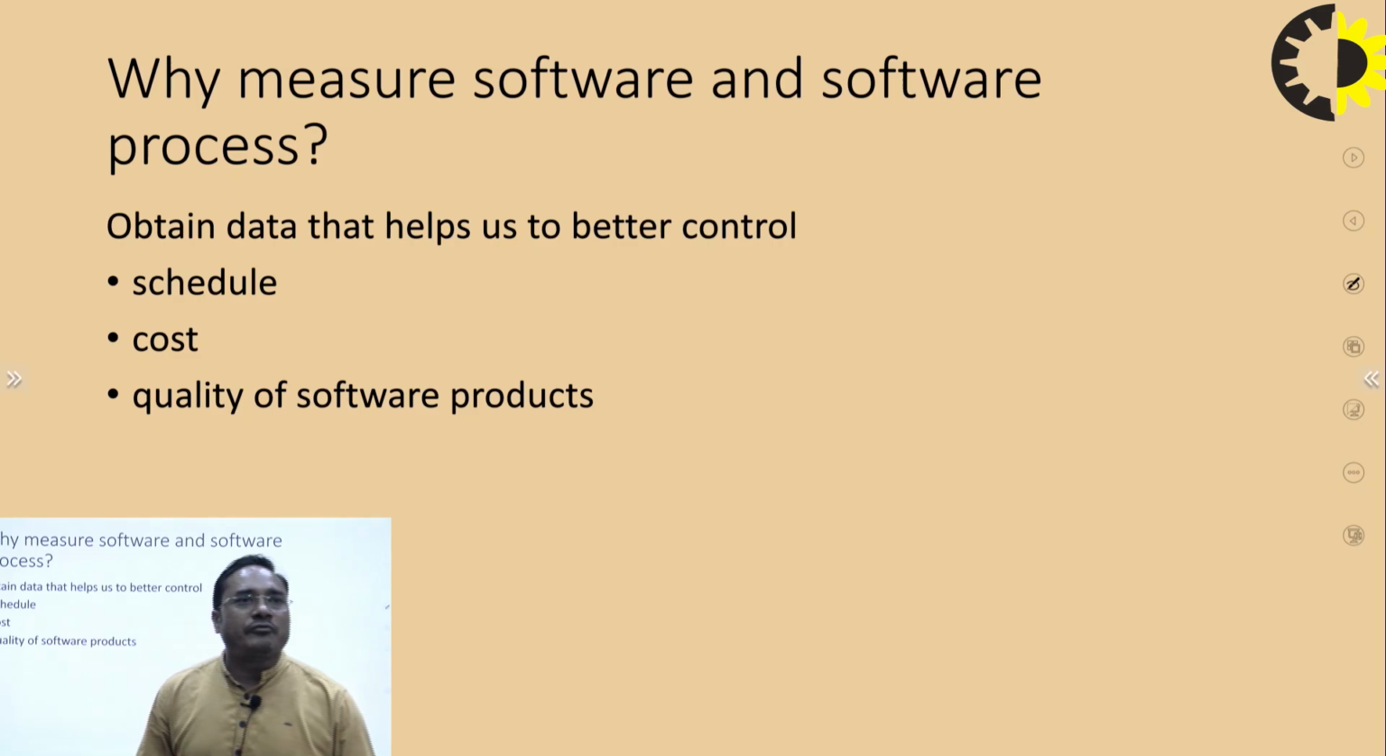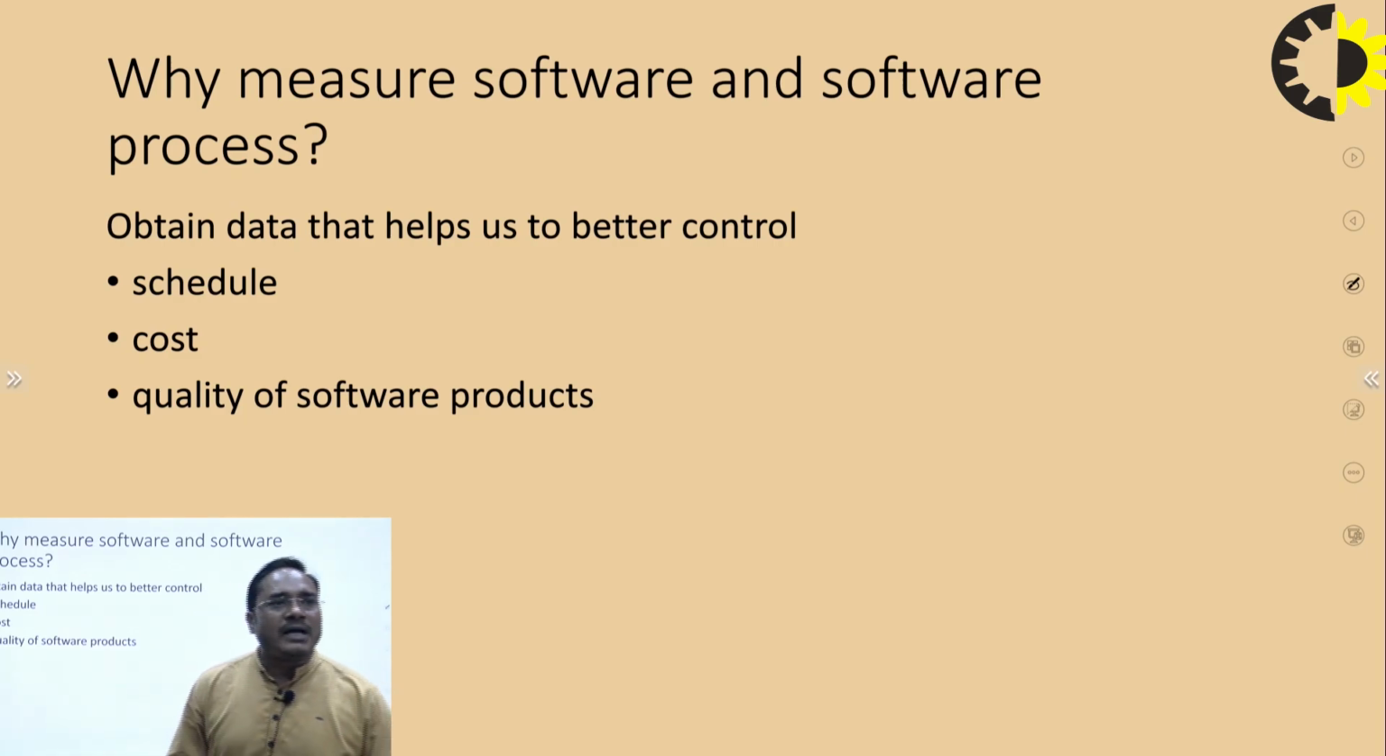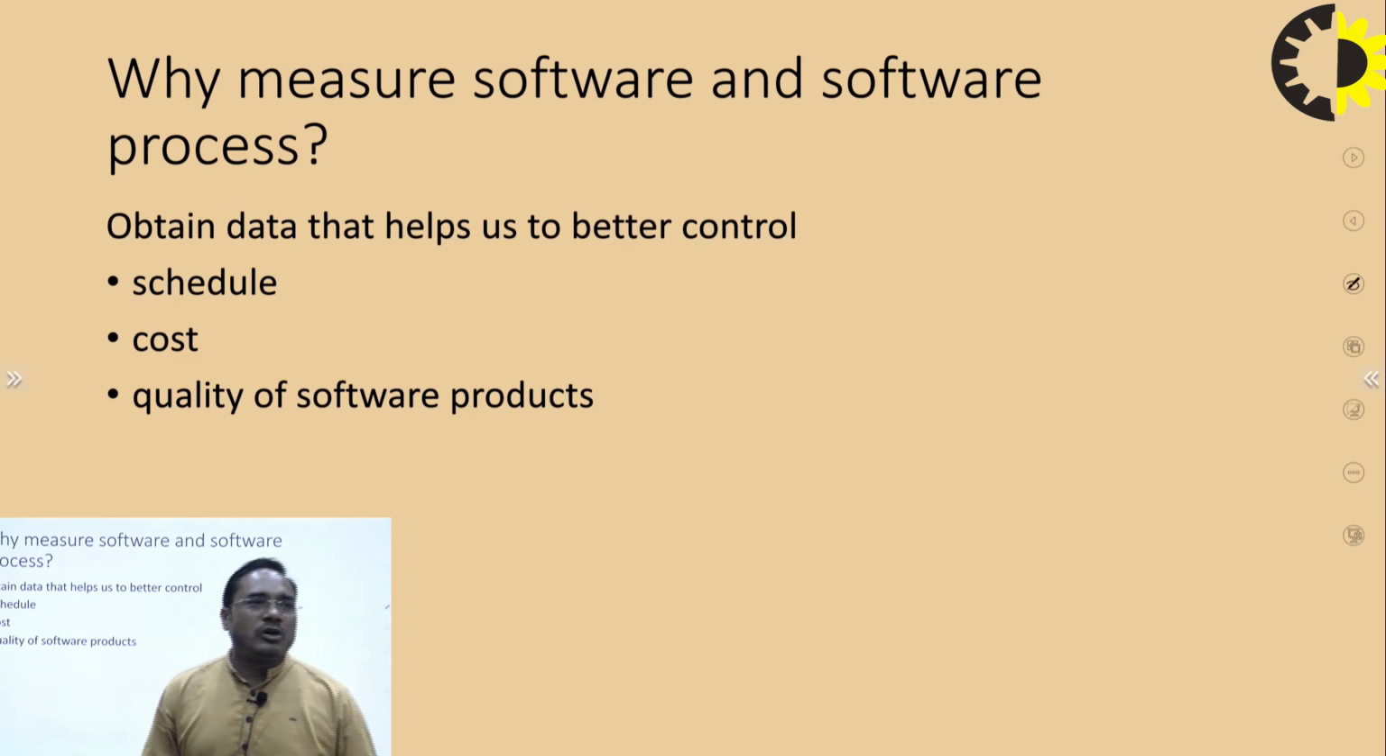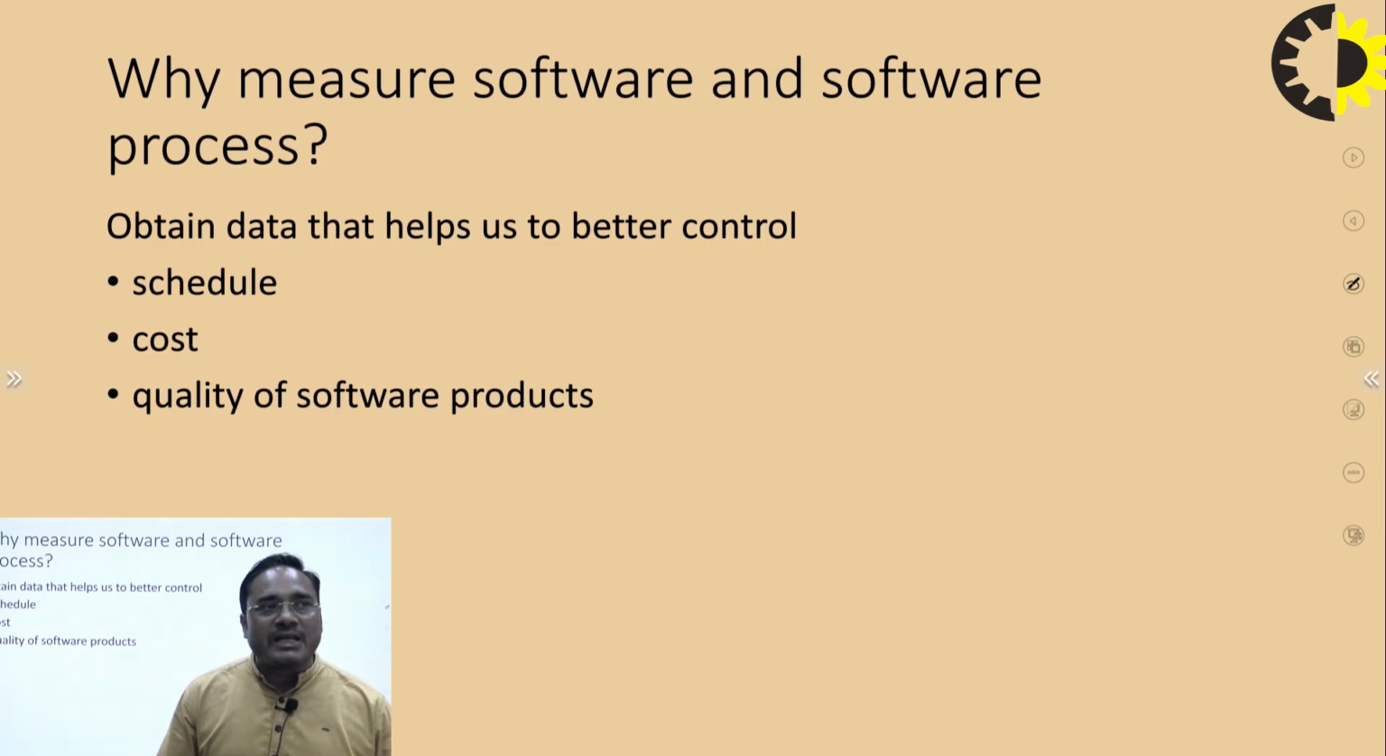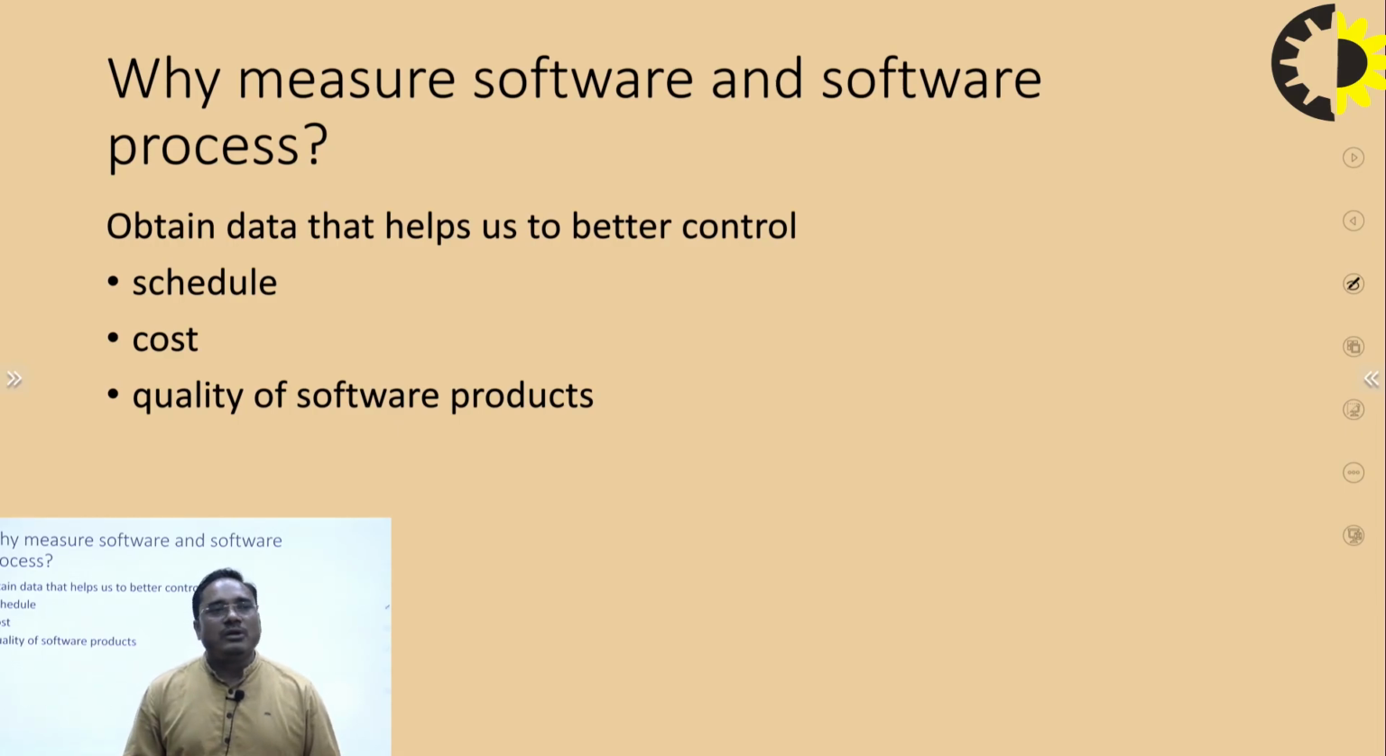Why measure software and the software process? Obtain data that helps us to better control, because we are collecting the data from different resources. The first point is schedule. So we are taking some precautions in getting the data. And what is the cost of the software, and what is the quality of the software? These are the three important key points when you are going to develop a particular software process.